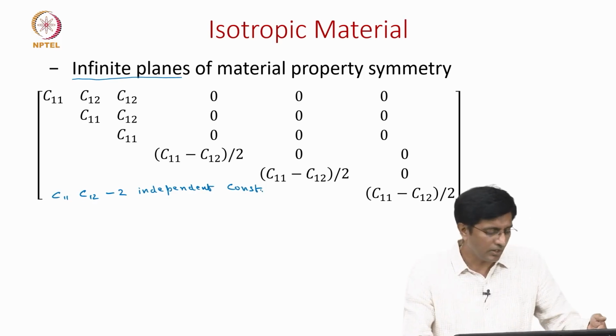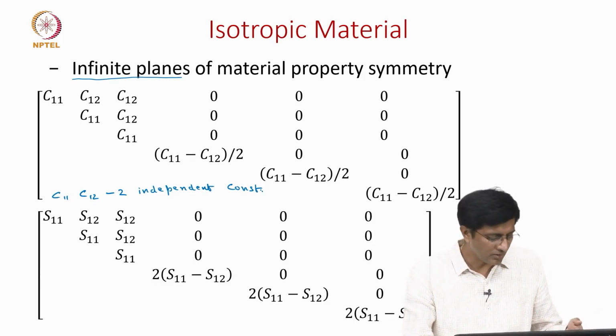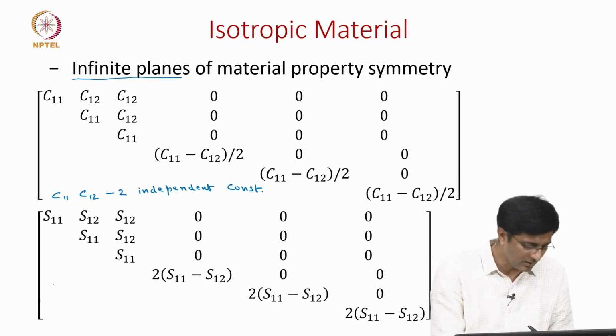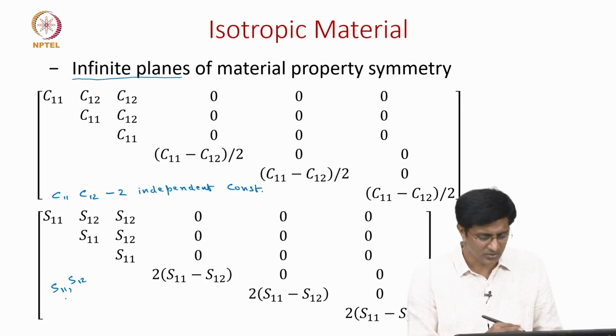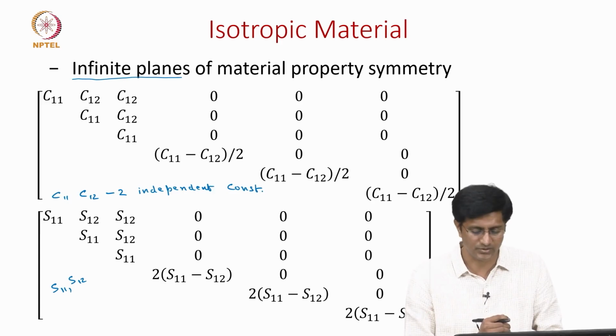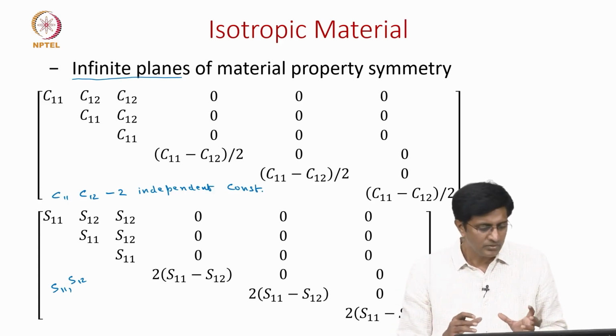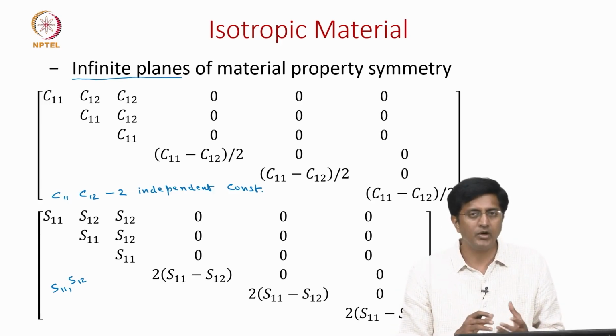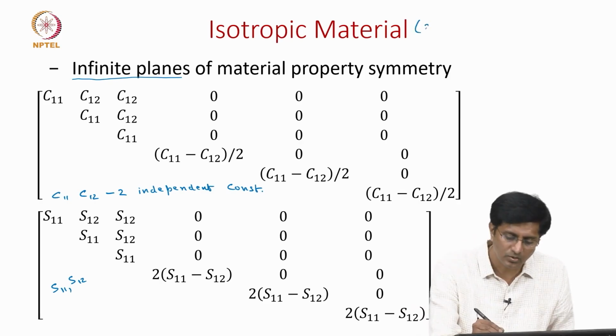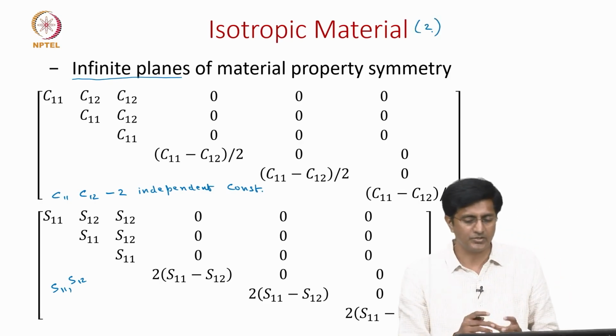So, similarly, here we have only shown the stiffness matrix. Similarly, one could show the compliance matrix, and again here too we will notice that just S11 and S22 are the 2 independent constants, but the rest of the terms can be written in terms of these independent constants. So, with an isotropic material, we have reduced to just 2 independent constants.